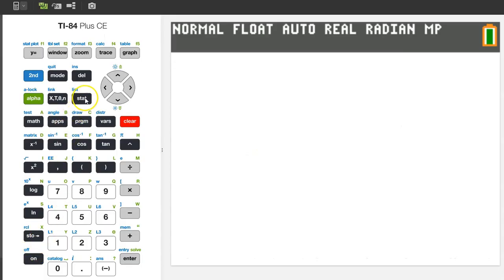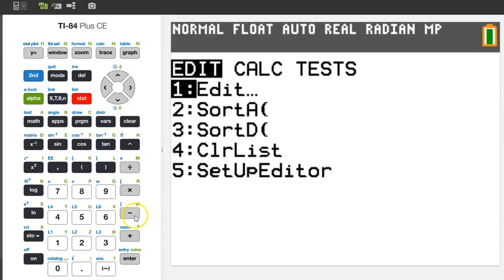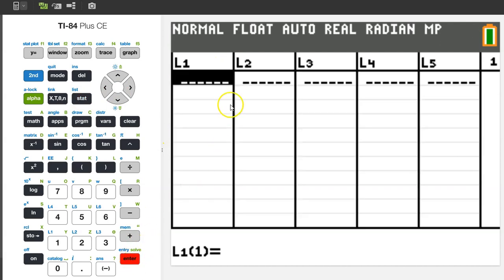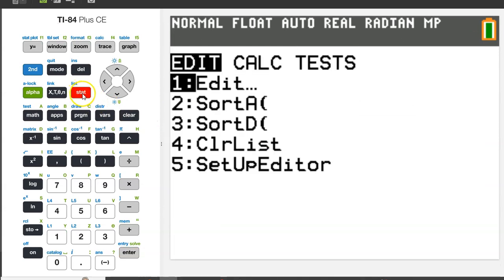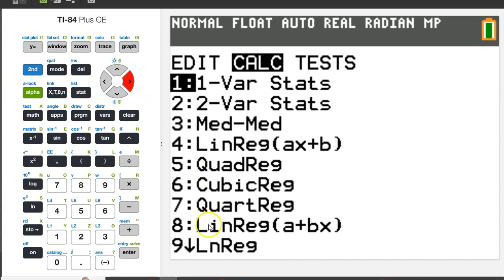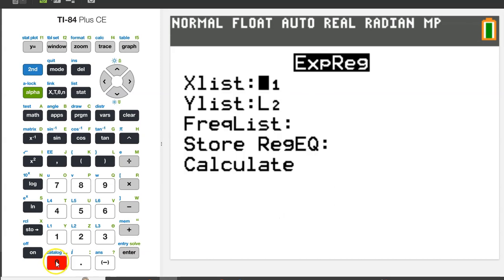On your calculator, hit the Stat button and hit Enter for edit, and enter the input values as L1 and put the output values in L2. Next, hit the Stat button and switch over to the Calc menu. The exponential regression is option 0, just below the 9. So you can scroll down to it, or you can just type the number 0 like this.